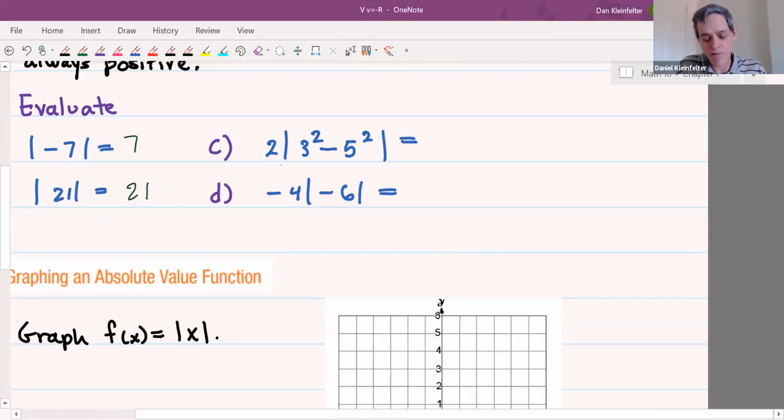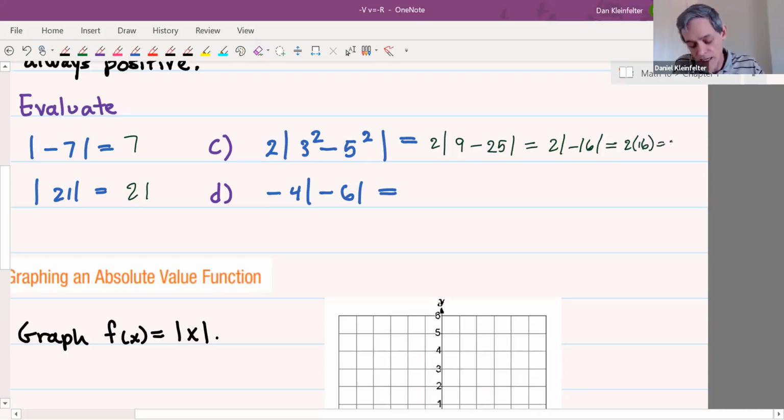So for C here, where we see 2 times the absolute value of 3 squared minus 5 squared, we're going to start by doing the part inside of the bars. So we have 3 squared, which is 9, minus 5 squared, which is 25. Then still inside the absolute value bars, 9 minus 25 is negative 16. So then 2 times the absolute value of negative 16. The absolute value of negative 16 is positive 16. And so we finish with just plain 32.